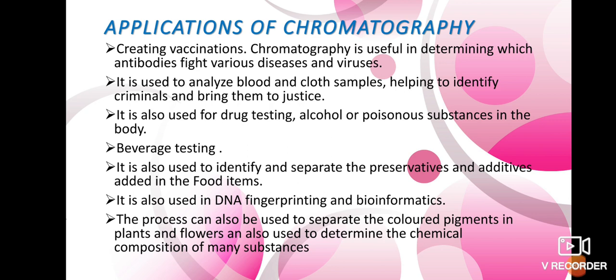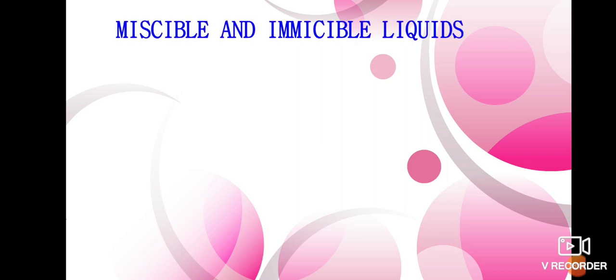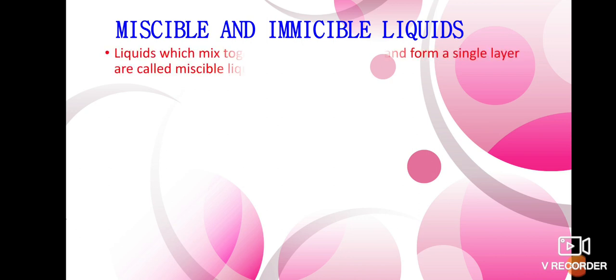Yeah, okay. Then we are going to discuss the two types of liquids. What are they? See, miscible and immiscible liquids. Miscible liquids: liquids which mix together in all proportions and form a single layer are called miscible liquids. For example, if you mix buttermilk and water, they are mixed well together. We can't separate them. That type of mixtures are called miscible mixtures or miscible liquids.